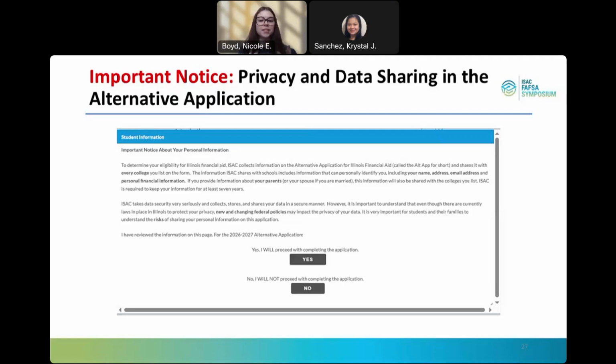The student then has the option to either proceed with completing the application, or if they decide that they are not comfortable with completing the application, they can choose not to. So either way, the choice is up to the student. If the student does decide that they would rather not proceed with completing the alternative application, then they can be pointed in the direction of applying to institutional scholarships instead.